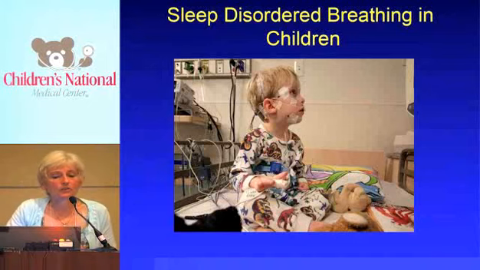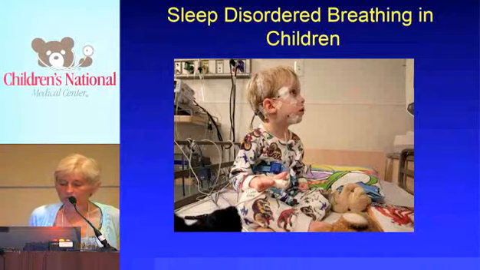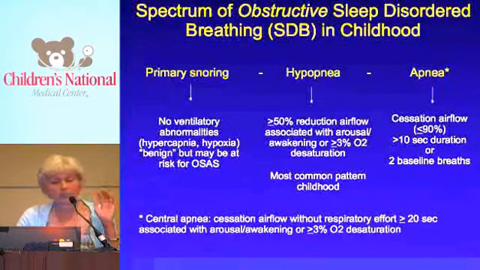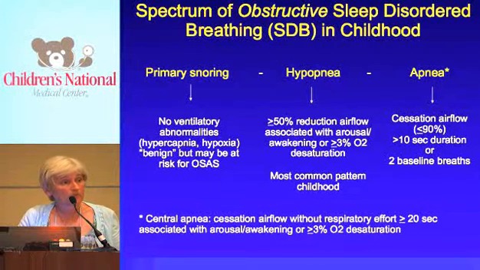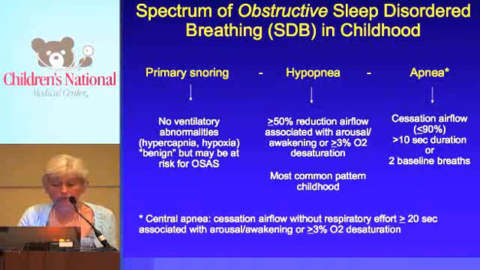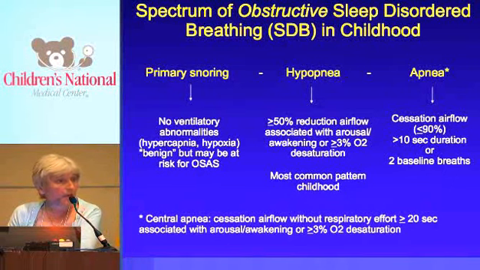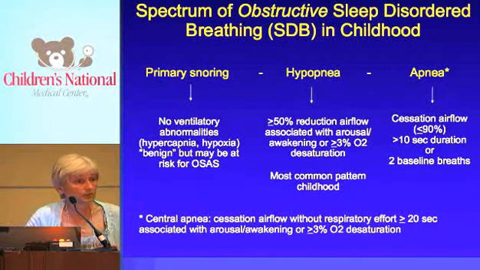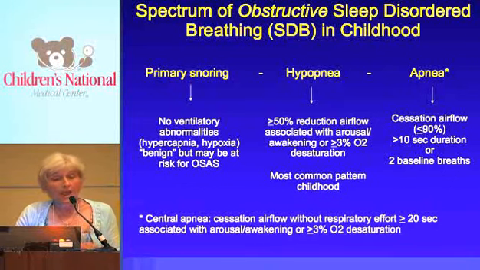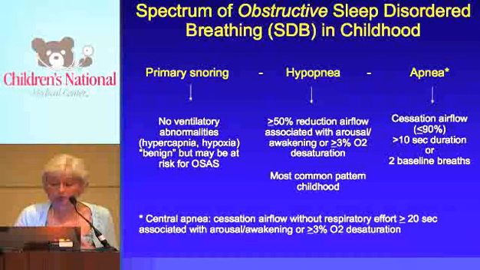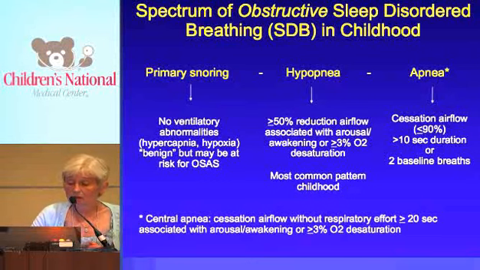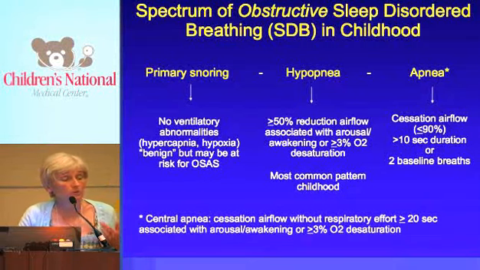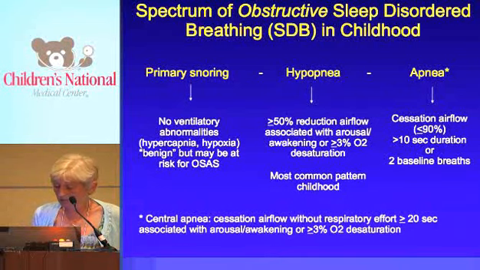Okay, we're going to shift gears here and talk about sleep-disordered breathing. I'm going to go through this really quickly. The spectrum of obstructive sleep disordered breathing in children ranges from primary snoring, which by definition has no ventilatory abnormalities, to, on the other side of the coin, apneas, which is a complete cessation of airflow for at least the duration of 2 baseline breaths, and the most common pattern of sleep disordered breathing in children, which are hypopneas, which is a 50% or greater reduction in airflow that's associated with desaturation and an arousal or an awakening.